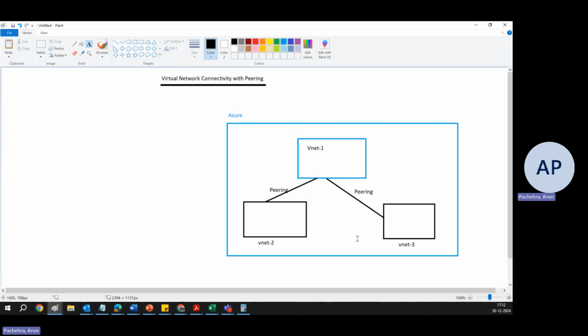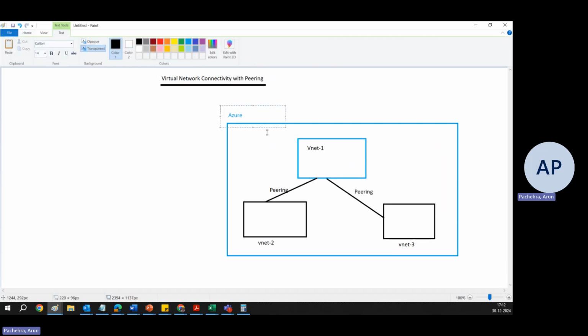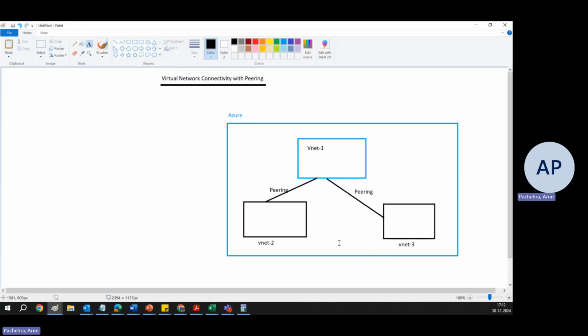Why am I saying that? Because everything is on Azure, so they're not going outside Azure to talk to each other. They are utilizing the Microsoft backbone infrastructure, meaning no public internet is involved, ensuring low latency and high bandwidth.